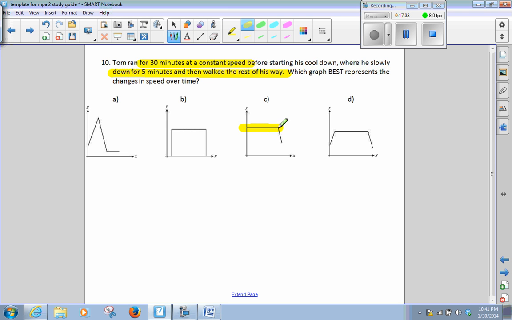This flat part right here does not mean that he's standing still. It means that his speed is constant. This one right here means his speed is going up, which wasn't happening. He's going at a constant speed. So this is the only one that starts out going at a constant speed and then slowing down. So the answer has to be C.